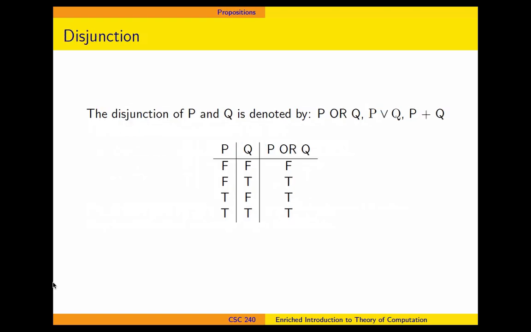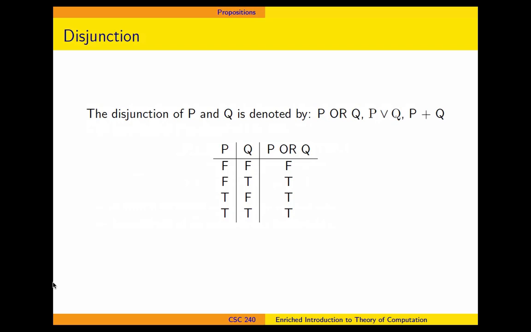For any 2 propositions P and Q, the disjunction of P and Q is true when P is true, or Q is true, or both are true. It is written as P or Q in the MIT book, and as P v Q in the course notes. It is also sometimes written as P plus Q. For example, consider this sentence, you may have cake or you may have ice cream.